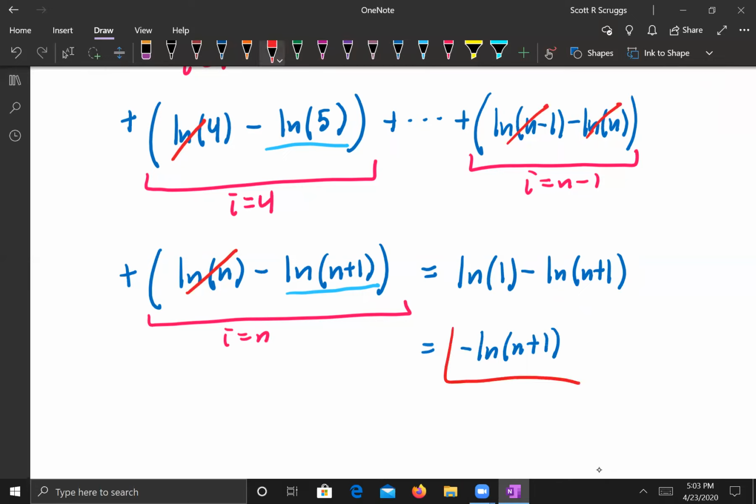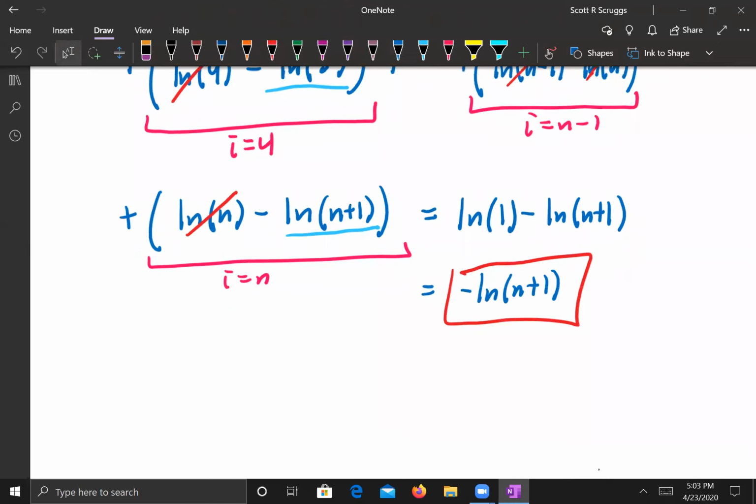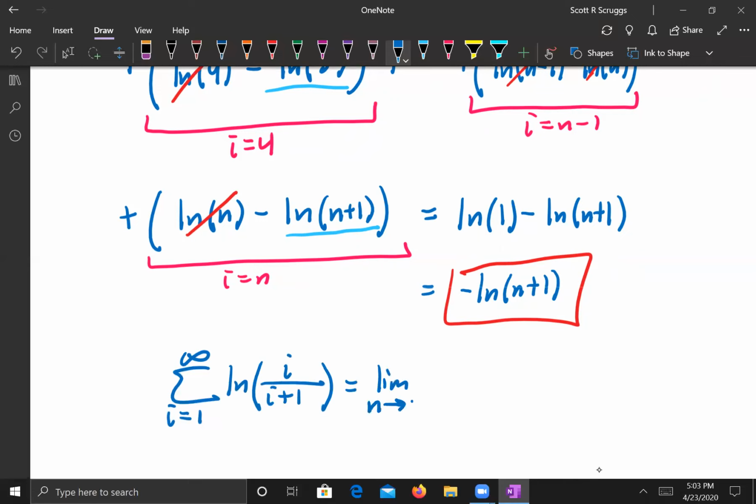So my nth partial sum is negative the natural log of n plus 1. Now that I have the nth partial sum, I can now say, by definition, the limit of my infinite series, what we had at the very beginning, is equal to the limit of my partial sum.